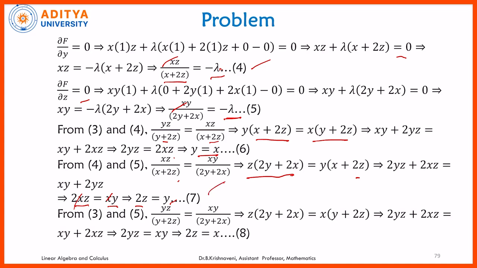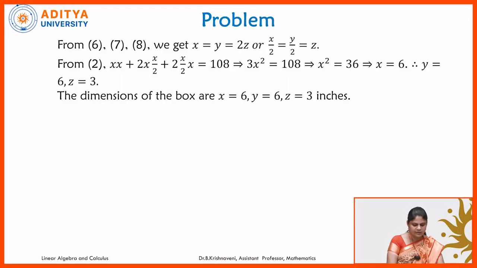Now combine 3 and 5. If you equate the LHS, you get the relation 2z is equal to x. So from equations 6, 7 and 8, what we can finally draw is x is equal to y and y is equal to 2z. So from this you get x by 2 is equal to y by 2 is equal to z.